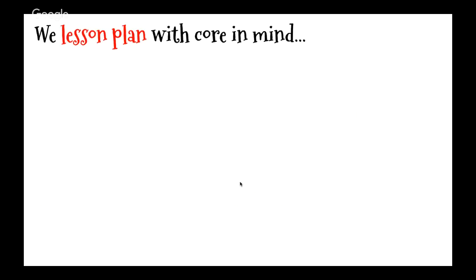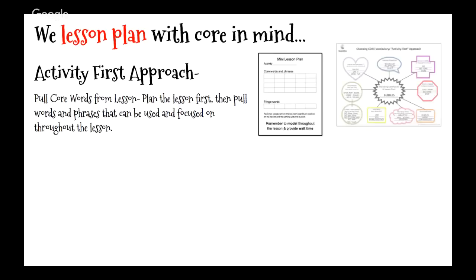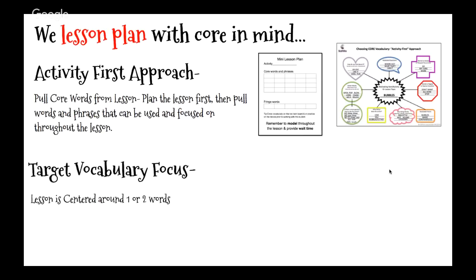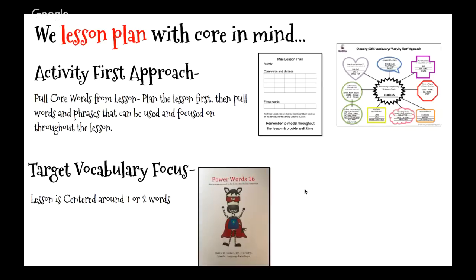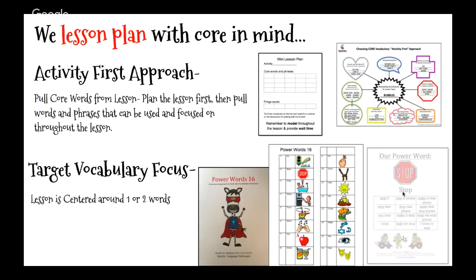And then we also lesson plan with core in mind. So we have 2 different approaches. We have that activity first approach where you have your lesson or activity and you pull core words and phrases that would be used throughout the lesson. We have a few different ways that we provide supports for staff to be able to do that. And then we also have a target vocabulary focus. So the lesson is centered around 1 or 2 target vocabulary words. And Deidre has developed an absolutely incredible curriculum. We call it our Powerful Words 16 that really helps our teachers with having materials and activities to go with those target words.